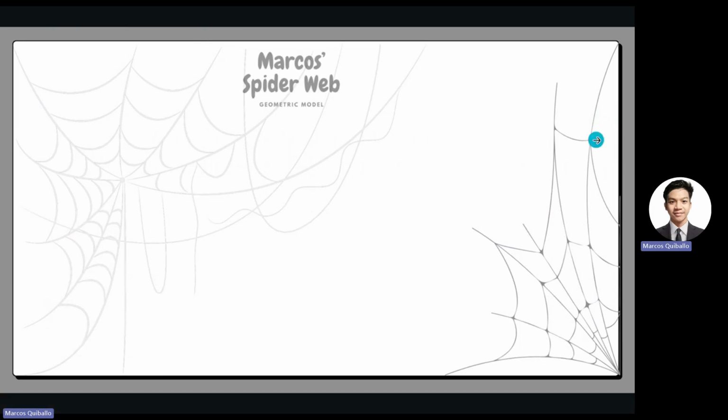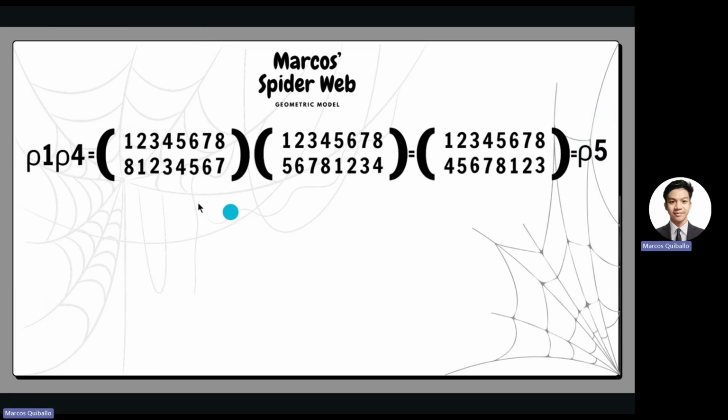For the other example here, we have row 1 multiplied by row 4. So this is our row 4 and this is our row 1. And 1 is mapped to 5, and we will look at 5 in the other mapping, which is the row 1, which is here, and 5 is mapped to 4. So 1 is mapped to 5, then to 4. So here, as what we can see, 1 is mapped to 4.